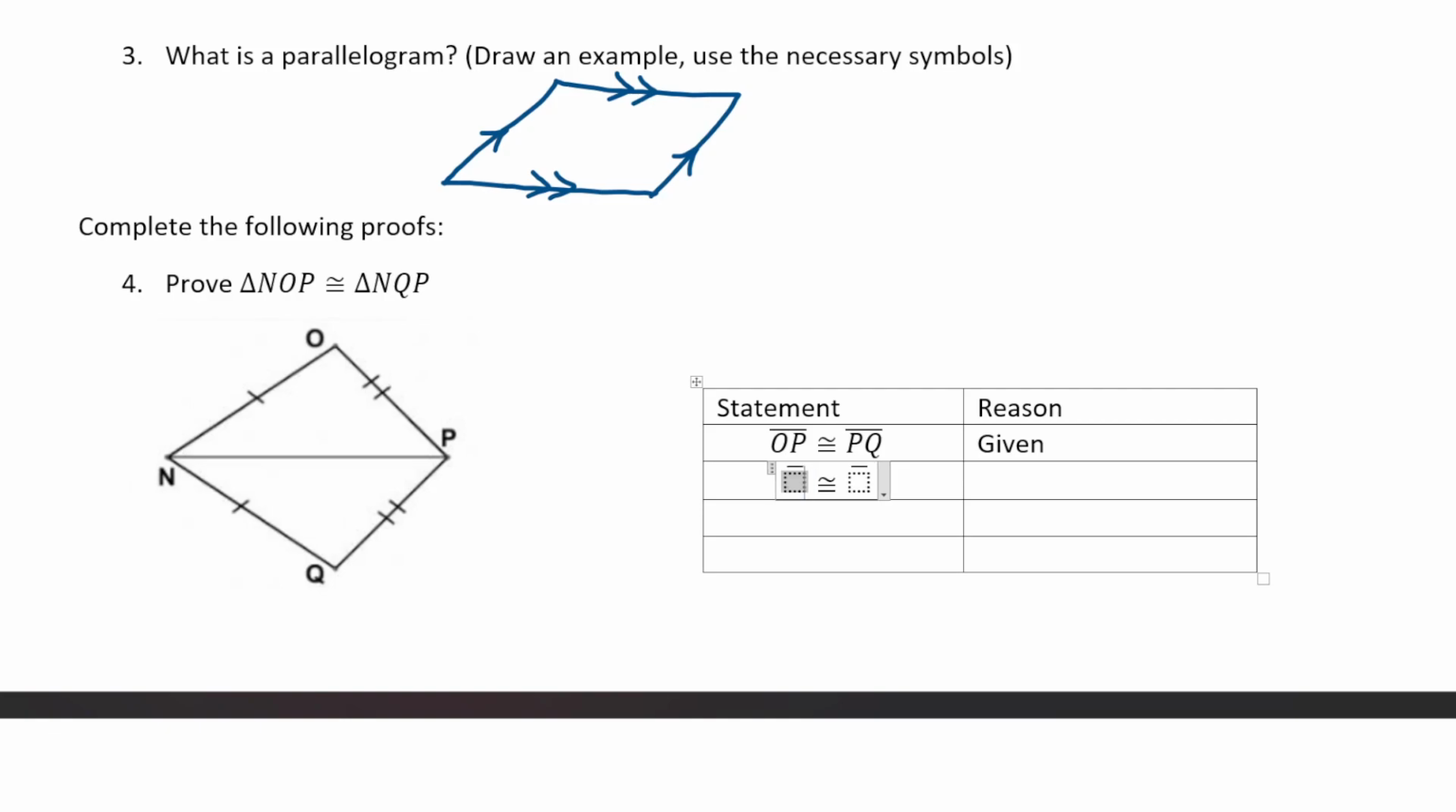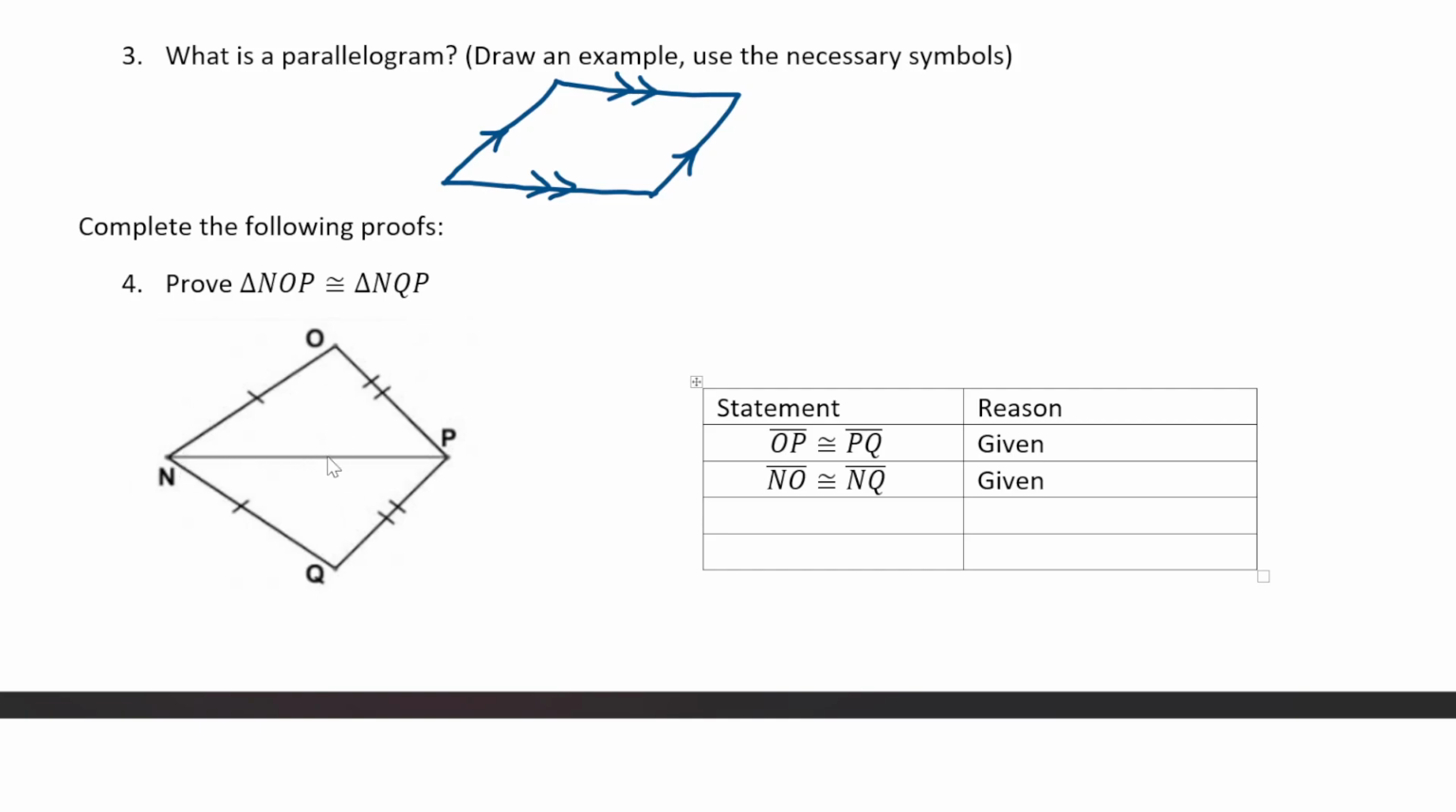Then the next statement will be these ones with the single tick marks. So NO would be congruent to segment NQ. And this is also a given statement. Now the next statement, it's not given.